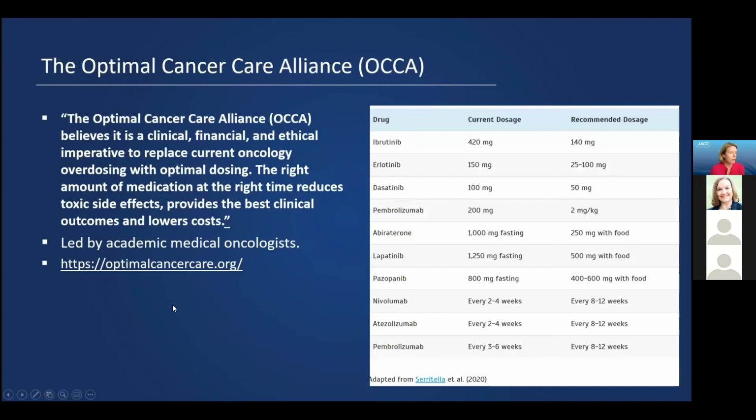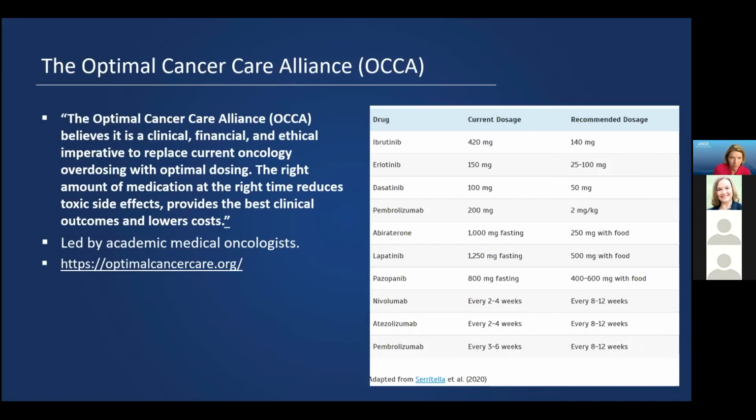Another group that's very interested in tackling this problem of dosing in cancer patients, specifically for post-market drugs, is the Optimal Cancer Care Alliance, OCCA. They say that they believe it's their clinical, financial, and ethical imperative to replace current oncology overdosing with optimal dosing.